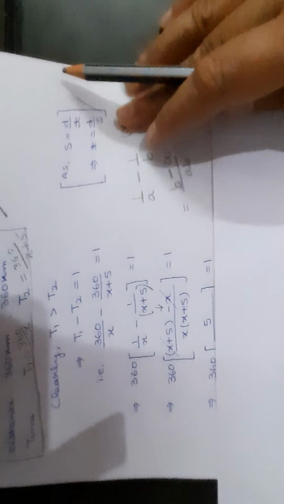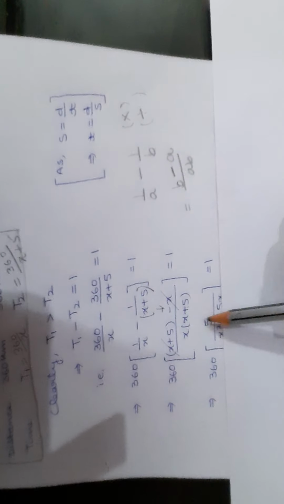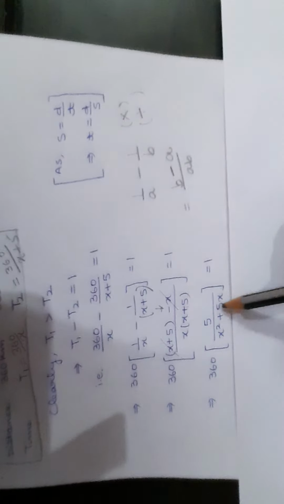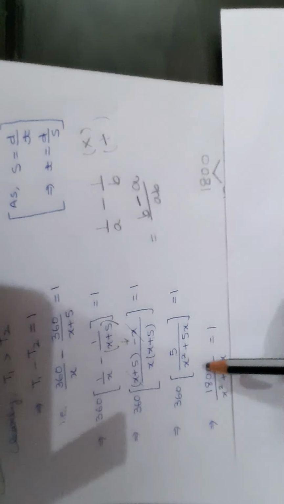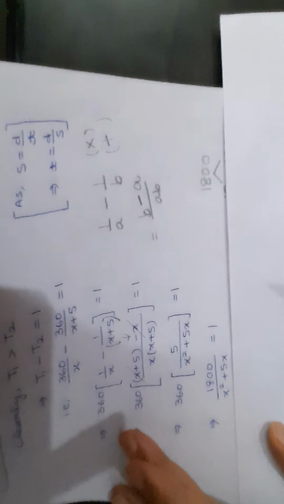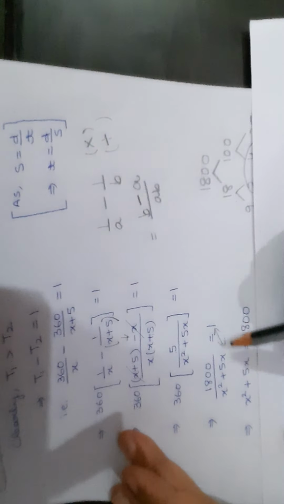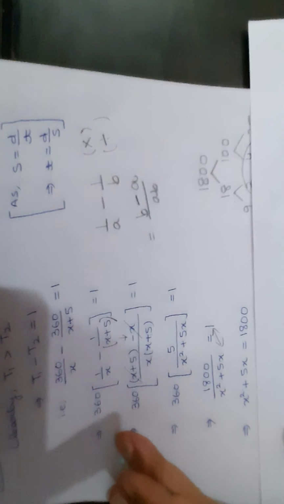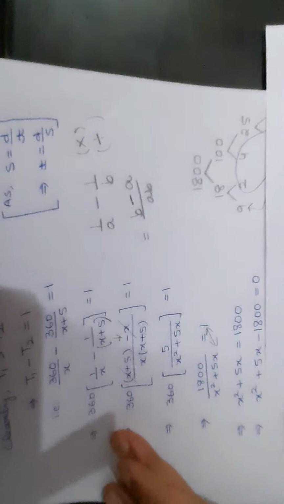Now x and x cancel. You are left with 5. Multiply x into x, x square. x into 5, 5x. So in the numerator, 360 into 5 gives you 1800. x square plus 5x equal to 1. Yes, beta? Cross multiplying, x square plus 5x will be equal to 1800. Bring it here, it will be minus.